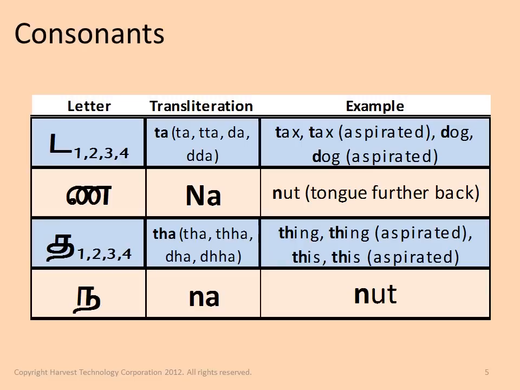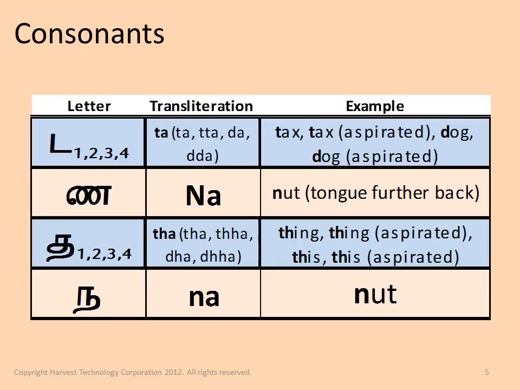The second variety is a stronger, more aspirated version. The third variety is the D sound, like in the word dog. And the fourth variety is a more aspirated version of the D sound.